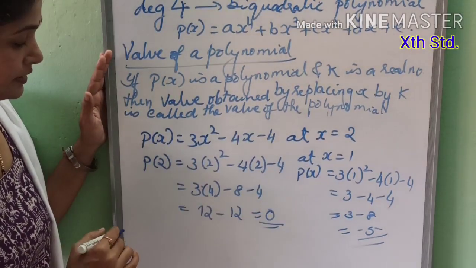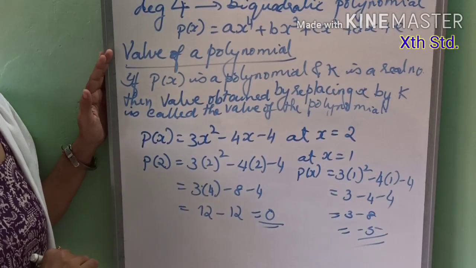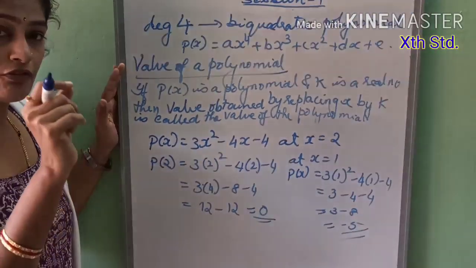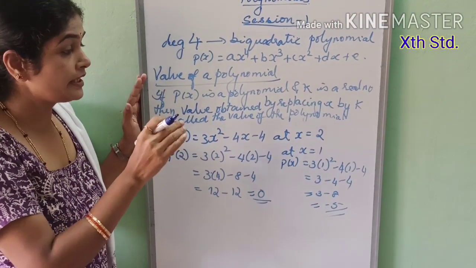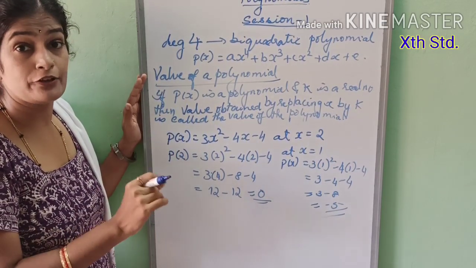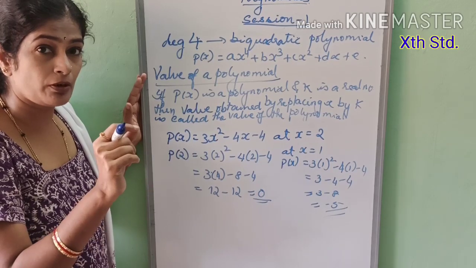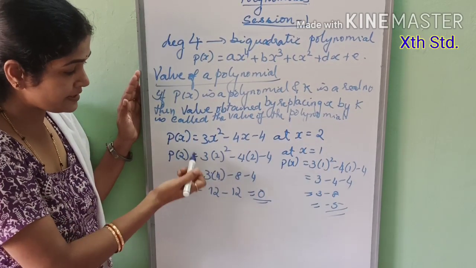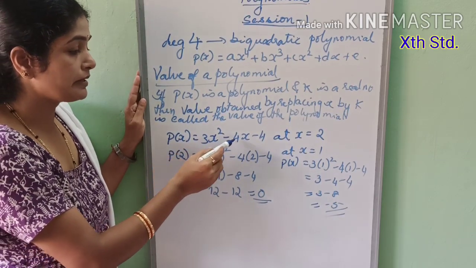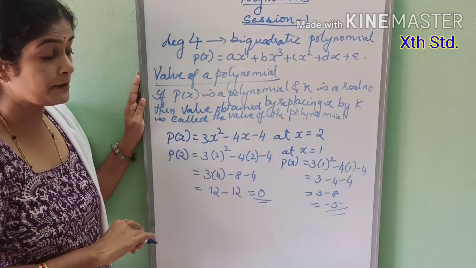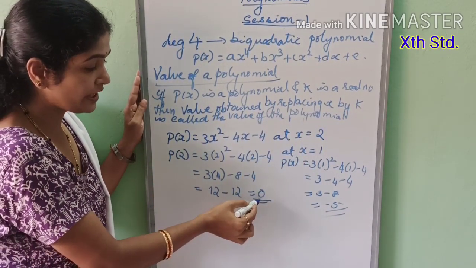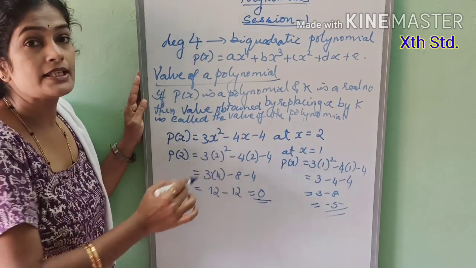Okay. Next, coming to the zeros of the polynomial. How do you define the zero of a polynomial? That value of x for which the polynomial becomes 0. Now, just look at this example where we have considered P of x is equal to 3x square minus 4x minus 4. This is a polynomial. Now, we have taken x equal to 2. We have done the simplification. We have got the value of the polynomial is 0.